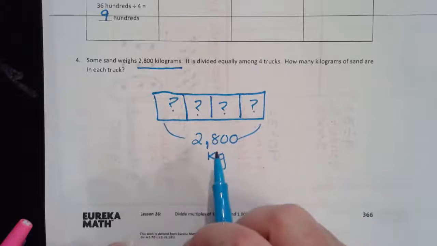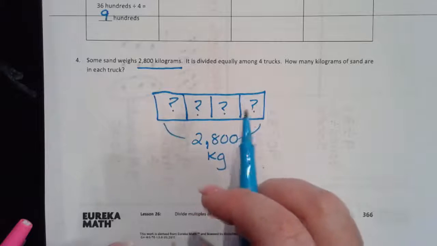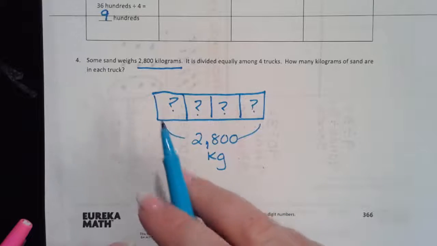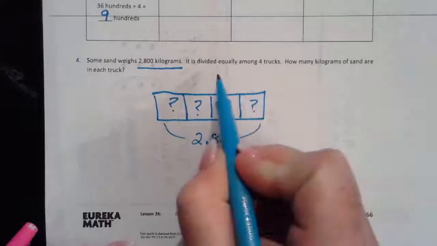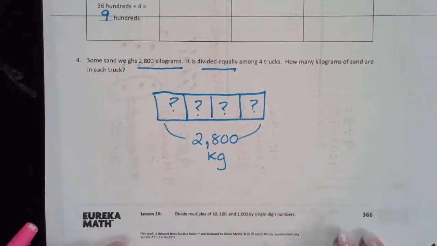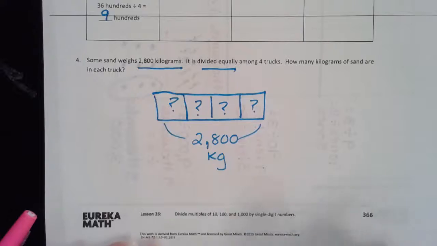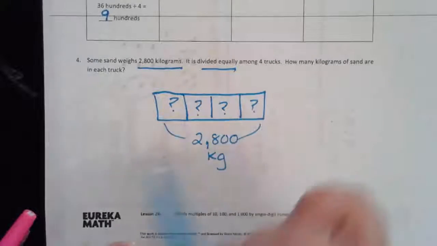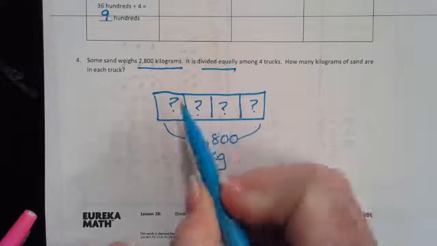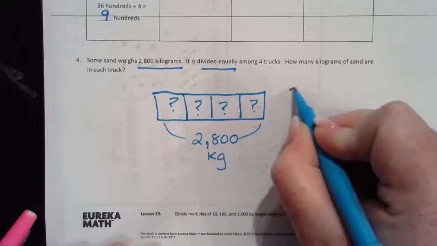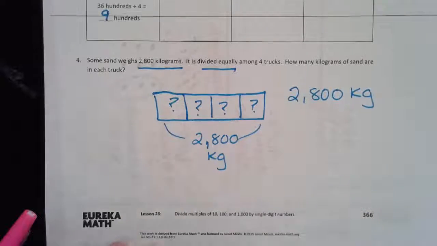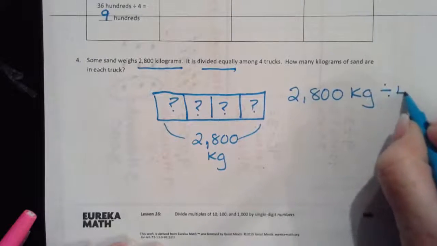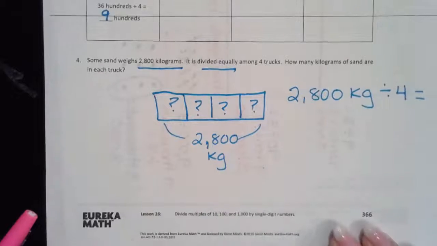So I have 2,800 kilograms. I need to figure out how much sand is going in each truck, and there are 4 trucks, and each truck is getting the same amount. So it is divided equally. Divided equally, those are the key words that tell you that we are dividing in this problem. How many kilograms of sand are in each truck? I am dividing equally among those 4 trucks. So I'm going to take my 2,800 kilograms and divide by 4 trucks.